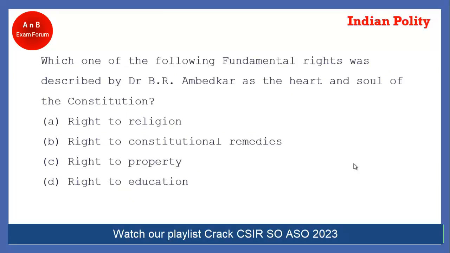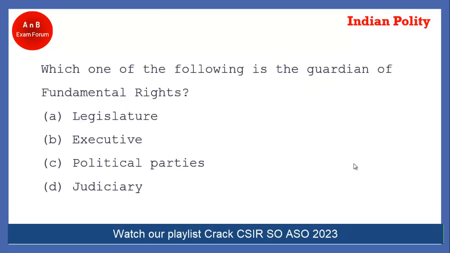Coming to the next question: which of the fundamental rights was described by Dr. B.R. Ambedkar as the heart and soul of the Constitution? The correct answer is the right to constitutional remedies. The right to constitutional remedies is taken as the heart and soul of the Constitution. Coming to the next question: which of the following is the guardian of the fundamental rights? These are the four options. The judiciary is the guardian of fundamental rights. Option D is the correct answer.